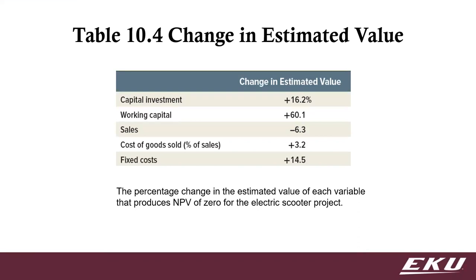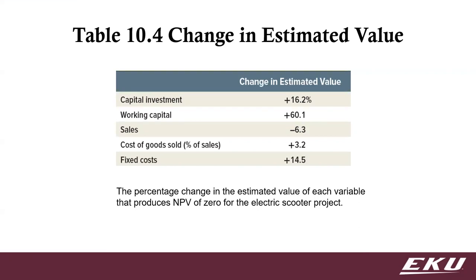So basically, if our capital investment has to go up by 16.2%, then that's where we would cross to being an NPV 0, right? Working capital, that really has to shoot up. Working capital is not a lot of money, right? So it takes a lot more for it to have a big impact. Sales, the sales are down 6.3%. This is not a money maker, right? So we know that we better watch our sales, right?